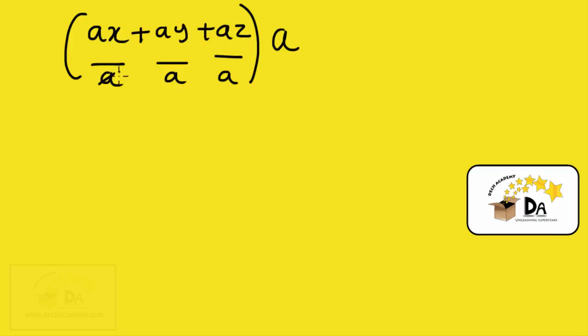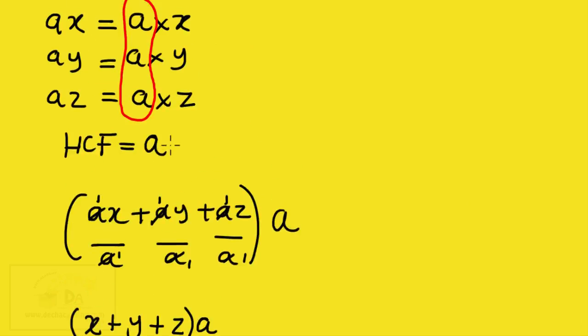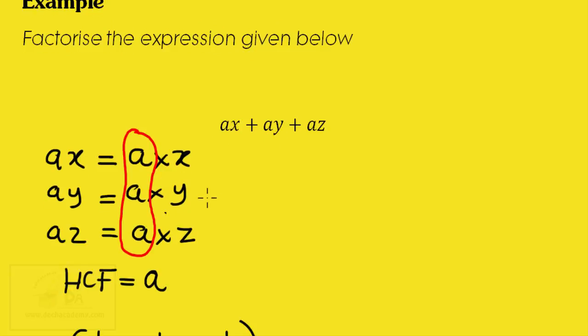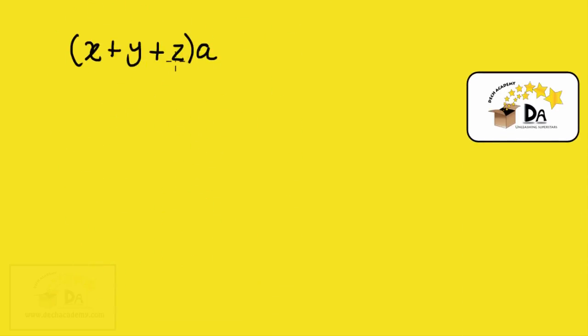a over a is 1, each time. So what we're left with in the bracket is x times 1, which is x, plus y times 1 over 1, which is y, plus 1 times z over 1, which is z, multiplied by a. So the result of the factorization of ax plus ay plus az is (x plus y plus z) times a, which is the same thing as a times (x plus y plus z).